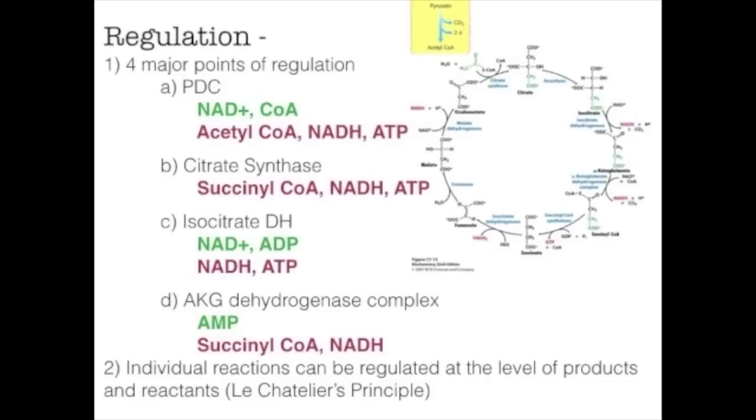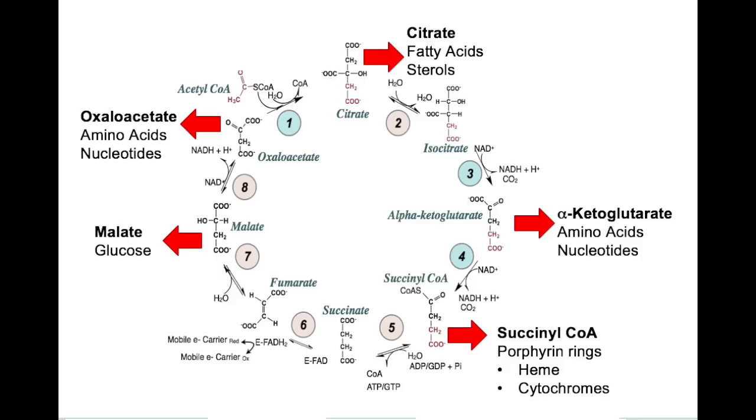Isocitrate dehydrogenase catalyzes the rate-limiting step for the TCA cycle. It is upregulated by NAD+ and ADP and is downregulated by NADH and ATP. Alpha-ketoglutarate dehydrogenase complex is upregulated by AMP and is downregulated by succinyl-CoA and NADH. In addition, individual reactions can be regulated at the level of their products and reactants by Le Chatelier's principle.